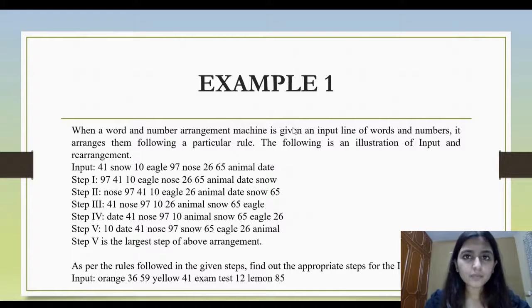What did we essentially do? Largest number to the left hand side, largest word to the right hand side. This is for step 1. Step 2, you do the reverse. Word goes to the left hand side, number goes to the right hand side, so on and so forth. The moment you are done with changing the position of all the elements, your input-output question is over.